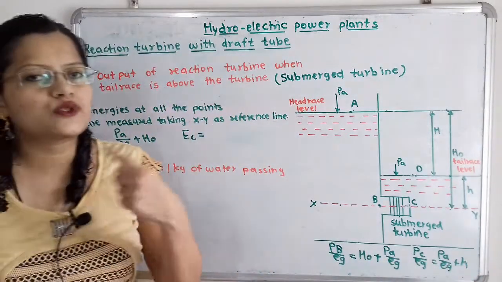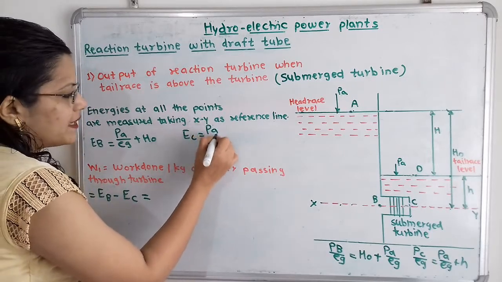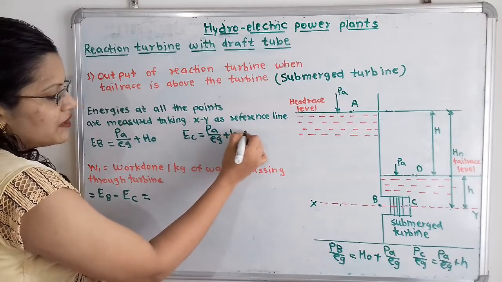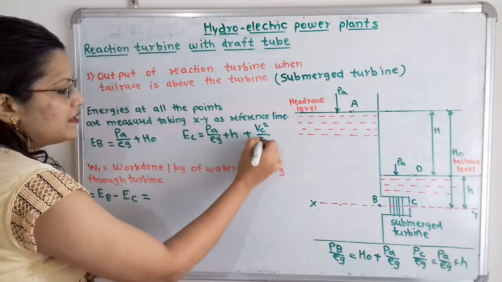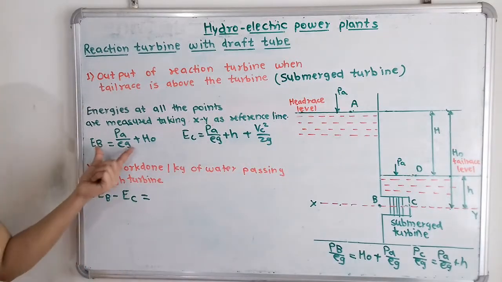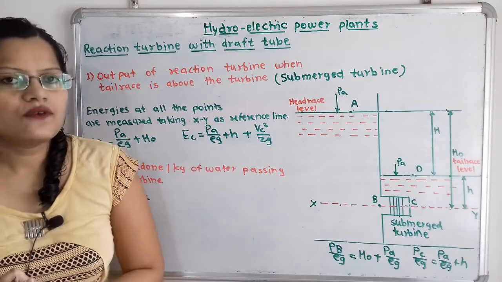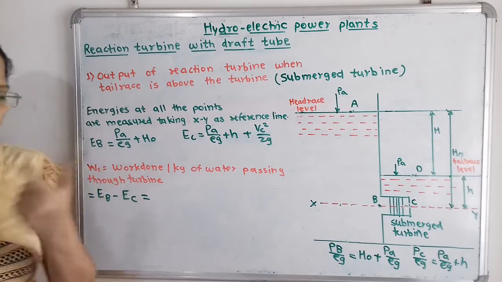And we have to also add the kinetic head. So I will write here PA by rho g plus h plus kinetic head, that is Vc square by 2g. So these are the energies at point B and point C. Now what is the important thing? That is the output of the reaction turbine. So how to find it out?